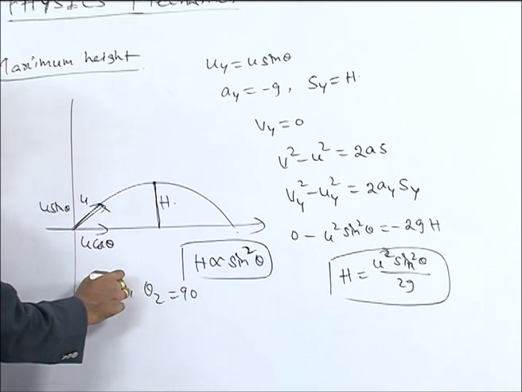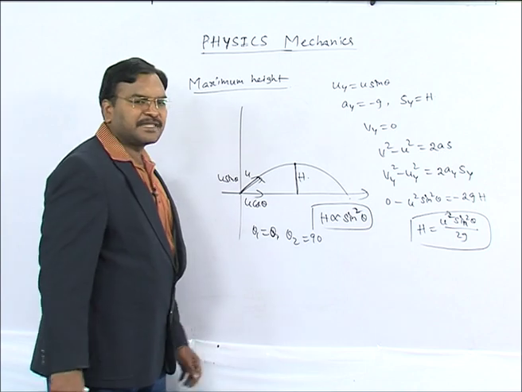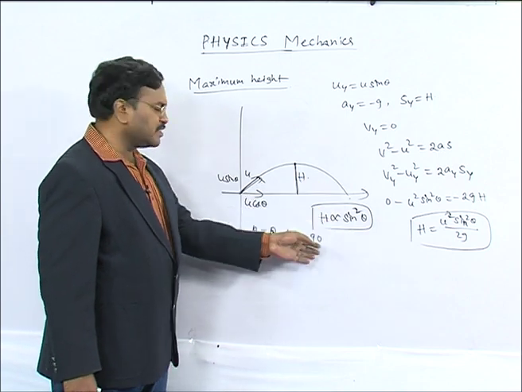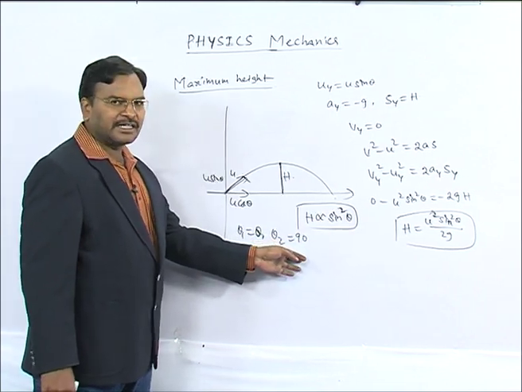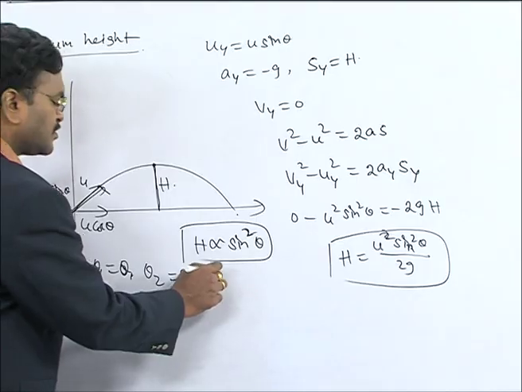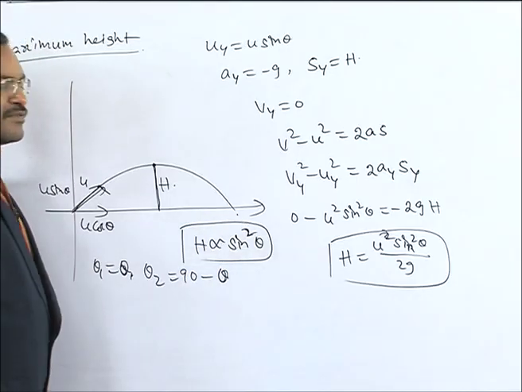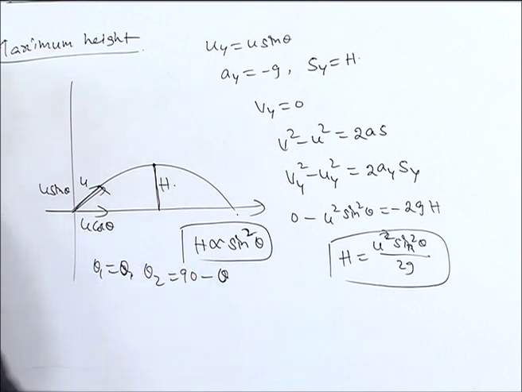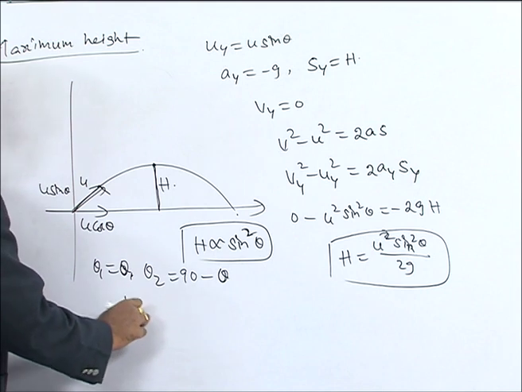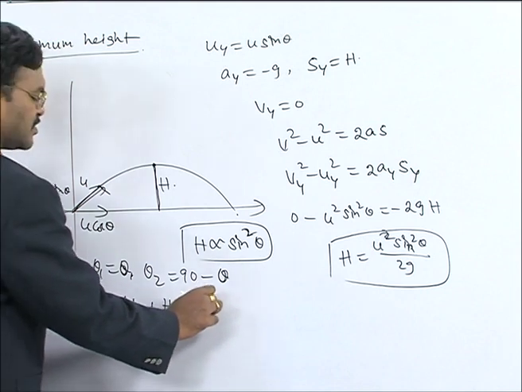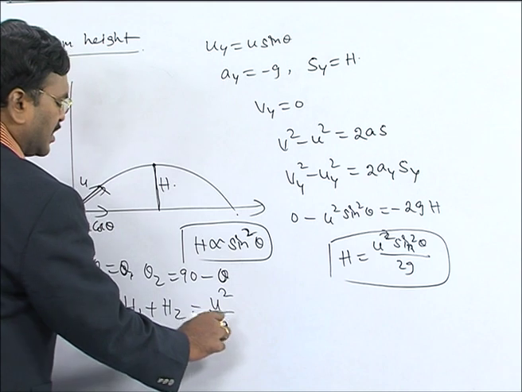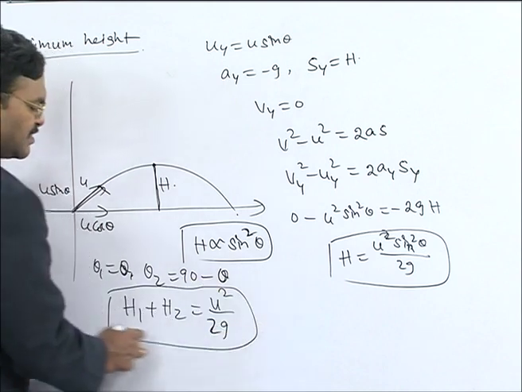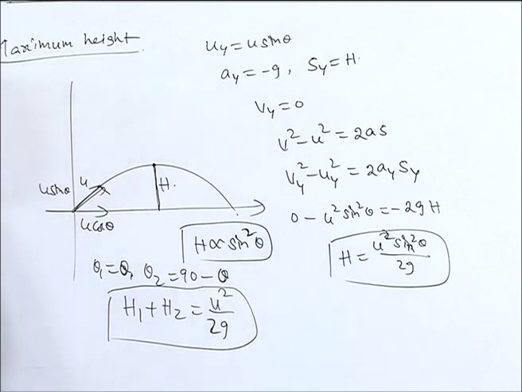When theta 1 is theta, h becomes what? U square sin square theta by 2g. Theta 2 is 90 minus theta. So h2 becomes what? U square sin 90 minus theta, how much? Cos theta. U square cos square theta by 2g. So h1 plus h2 is u square by 2g. If a body is projected with complementary angles, h1 plus h2 how much? U square by 2g.